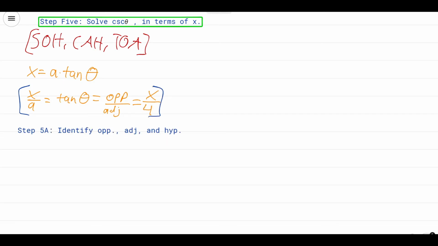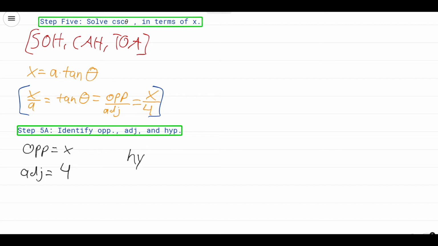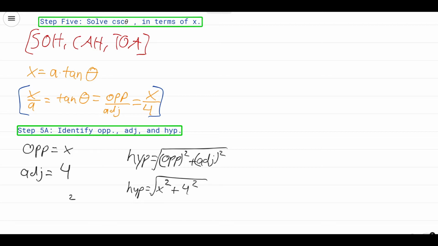Now we're going to identify the opposite, adjacent, and hypotenuse. Our opposite is equal to x, and our adjacent is equal to 4. From Pythagoras, the hypotenuse squared is equal to the opposite squared plus the adjacent squared. So our hypotenuse is equal to the square root of x squared plus 4 squared, which is x squared plus 16 under the root. Now we have the hypotenuse, the adjacent, and the opposite, so let's solve for cosecant theta.